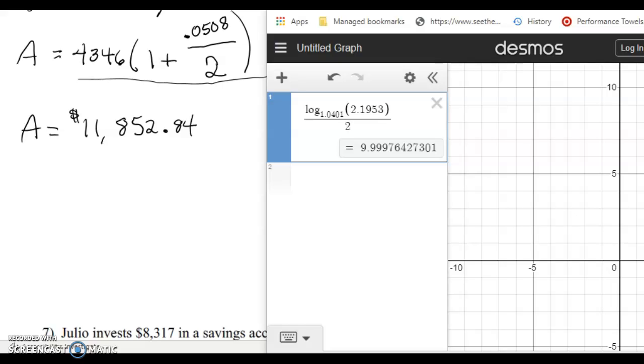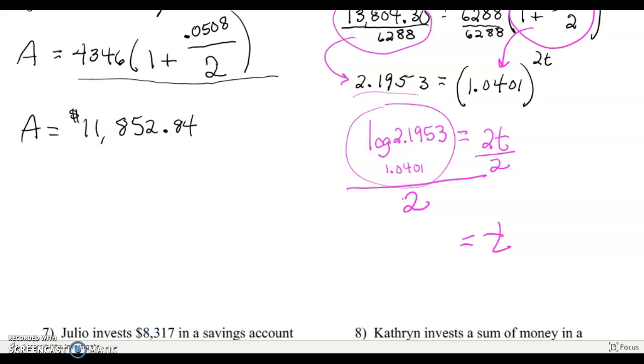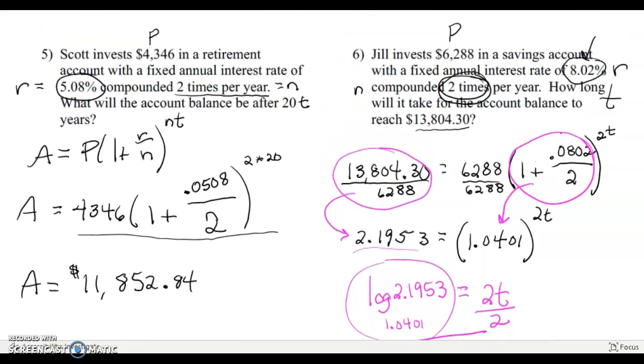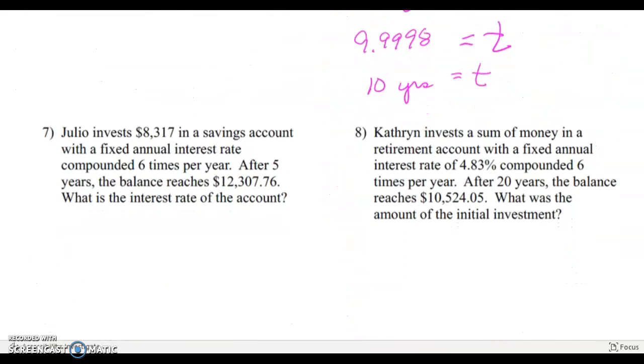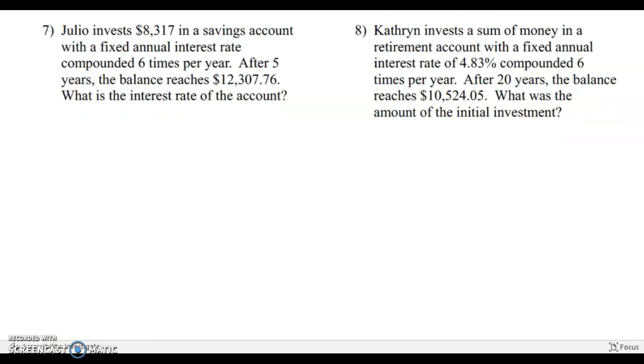And I got 9.9998, which is 10 years. So it would take 10 years for the money to grow to $13,804.30. All right, these problems are all very similar in that you're finding one of the variables that they ask you for. So I'm going to stop here and let you take it from there. Actually, I'll do another one.